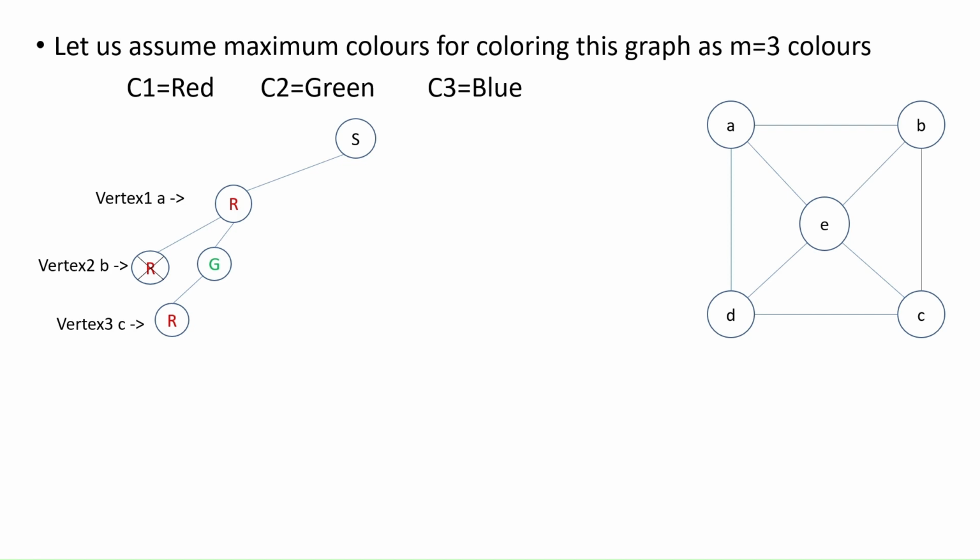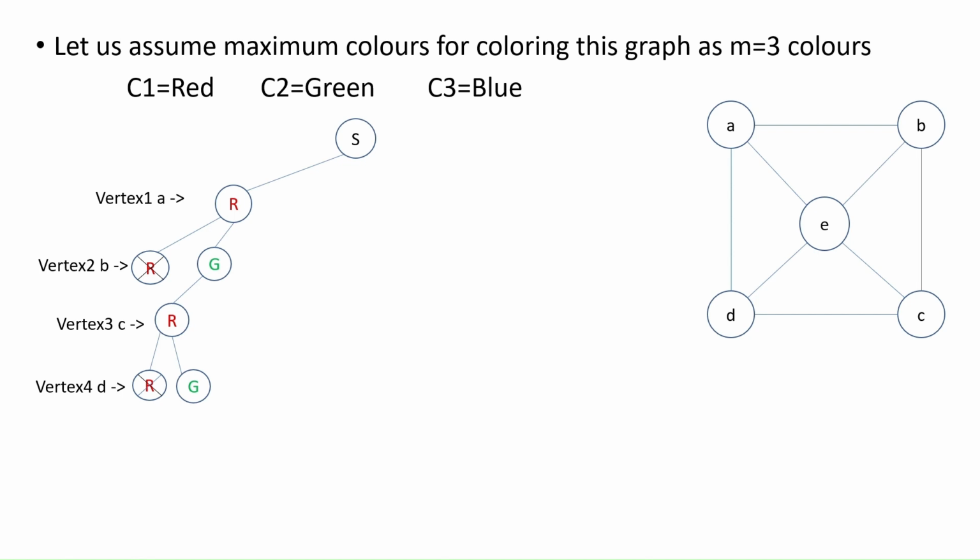If it is colored with red, is it possible to color the fourth vertex also with red? No, it is not possible. So the fourth vertex cannot be colored with the same color which is used for the third vertex because these two are adjacent to each other. So check for another possibility which is green. We can color the fourth vertex with green, right?